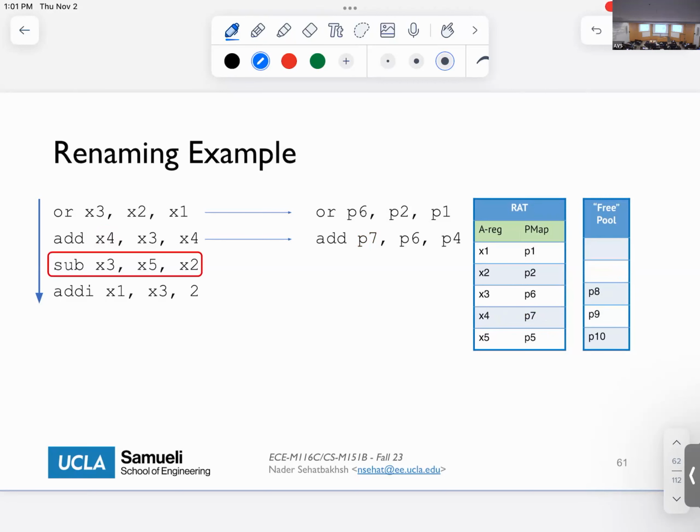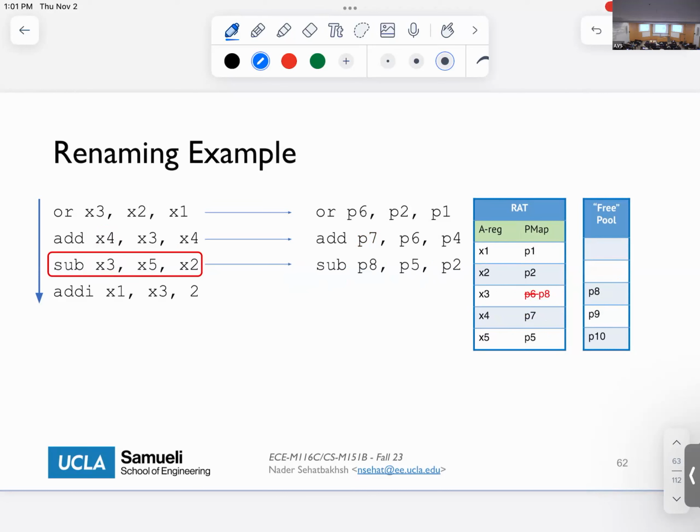We go to the next instruction, and again, the first thing we're going to do is check these two sources. x2 is P2, x5 is P5. And now I need to map and rename this x3. It used to be P6, now it's going to be P8. So I'm going to put P8 here, and I'm going to put sub here, okay?